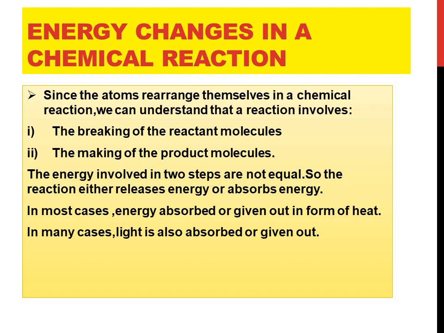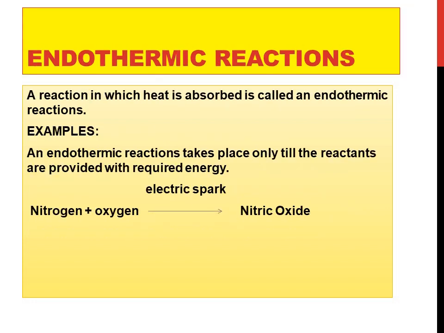Now let us study more about this. Endothermic reactions: a reaction in which heat is absorbed is called an endothermic reaction. Endo means in. That means energy is required for the reaction. It is absorbed. For example, nitrogen plus oxygen gives nitric oxide. In that we need an electric spark. So the energy is required in the form of light or heat.